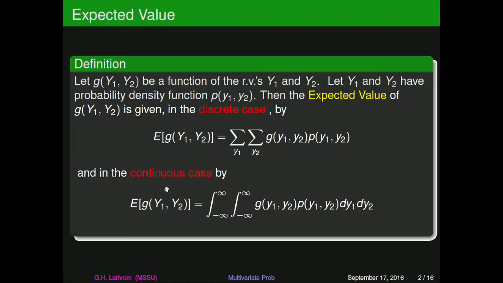Well, pretty much how you would expect. Instead of summing over all possible y sub 1 and y sub 2, we integrate over all possible y sub 1 and y sub 2 of g of y sub 1, y sub 2 times our probability density, p of y sub 1, y sub 2, dy1, dy2.